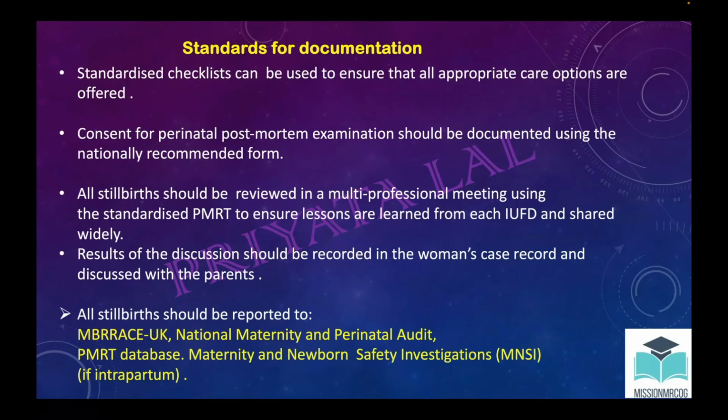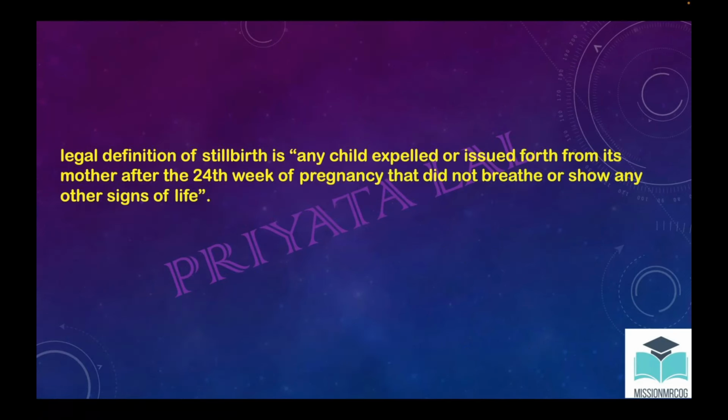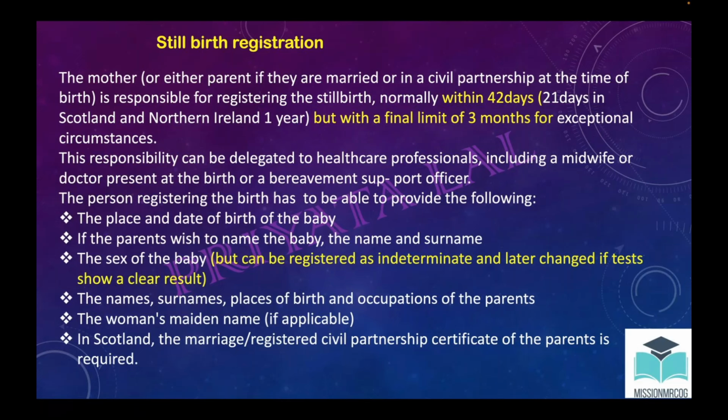Now, these are the standards for documentation. So I'm not going into so much detail for that. Now, the legal definition. We already discussed the legal definition of stillbirth. Any child that is expelled or issued from its mother after 24 weeks of pregnancy, did not breathe or show any signs of life, that is a legal stillbirth. Now this is all about the stillbirth registration that I have already told. It has to be done within 42 days, but there is a final limit of 3 months for exceptional cases.